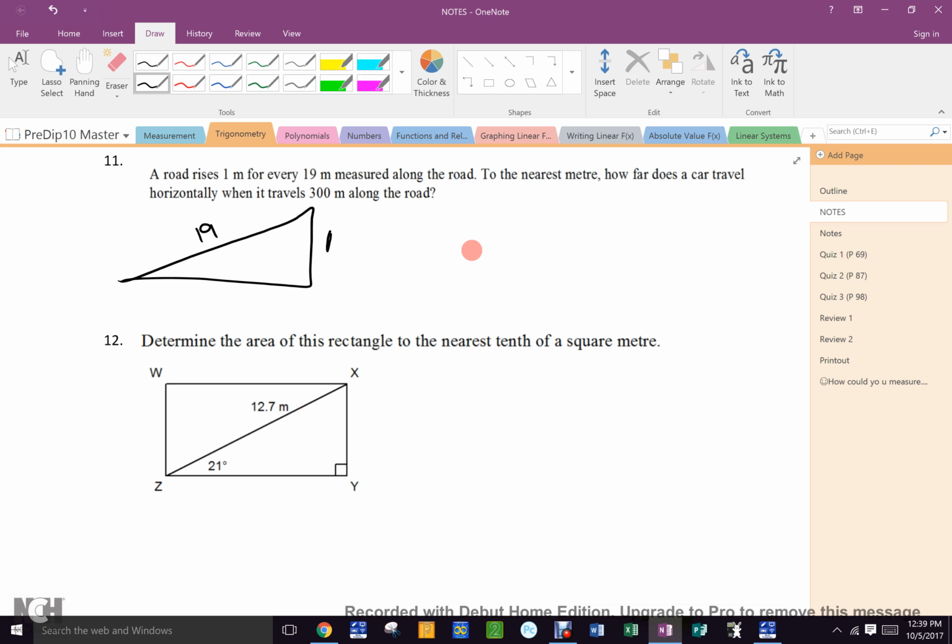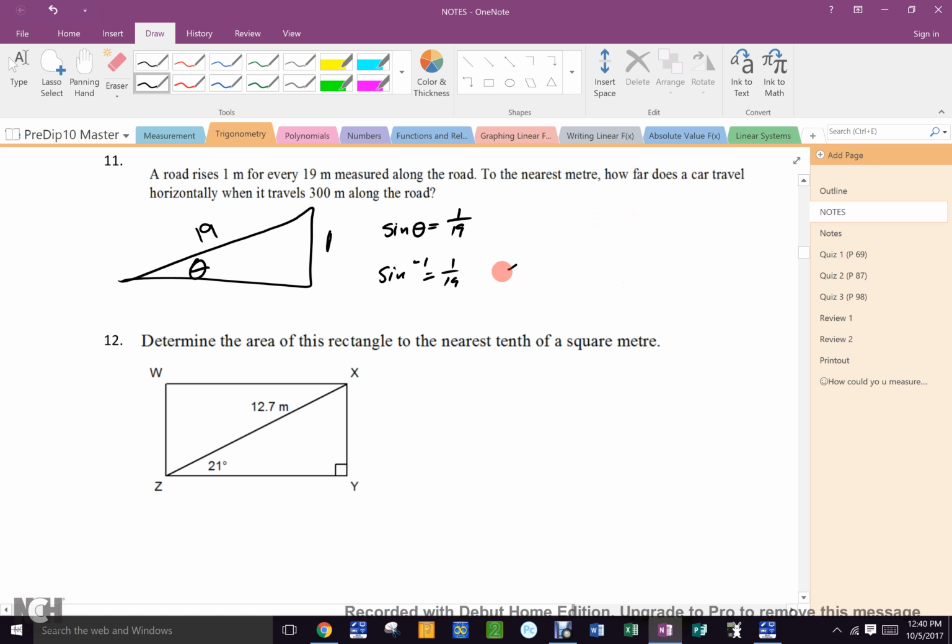You could find this angle, theta, using what? Sine. So sine theta equals 1 over 19, right? Yeah, I'm just going to get to that. Of course, that's the sine. To find the angle, it's shift sine of 1 over 19.